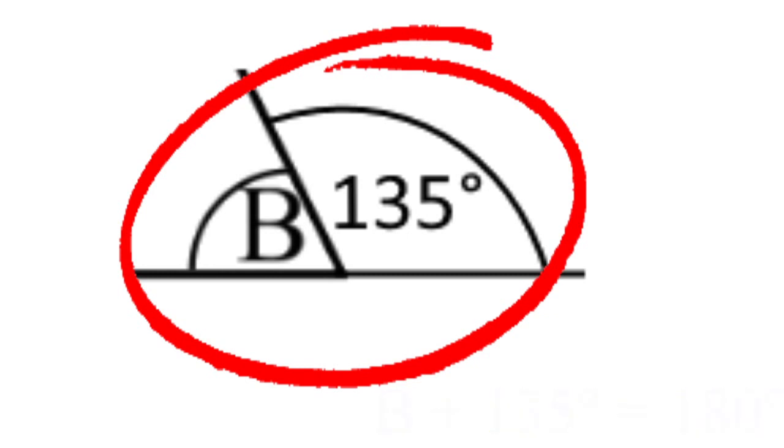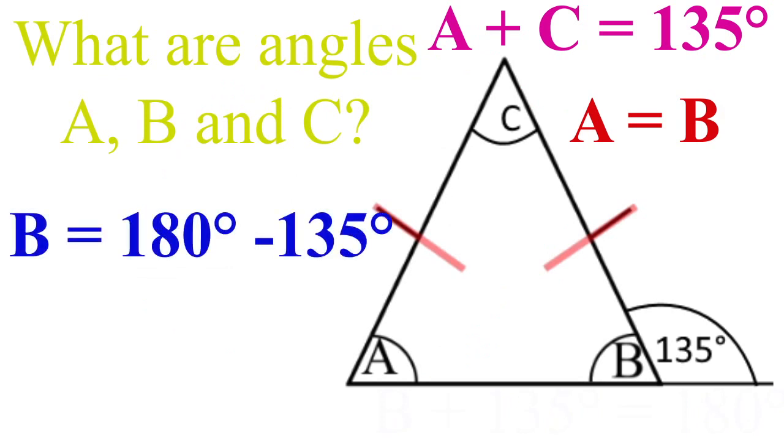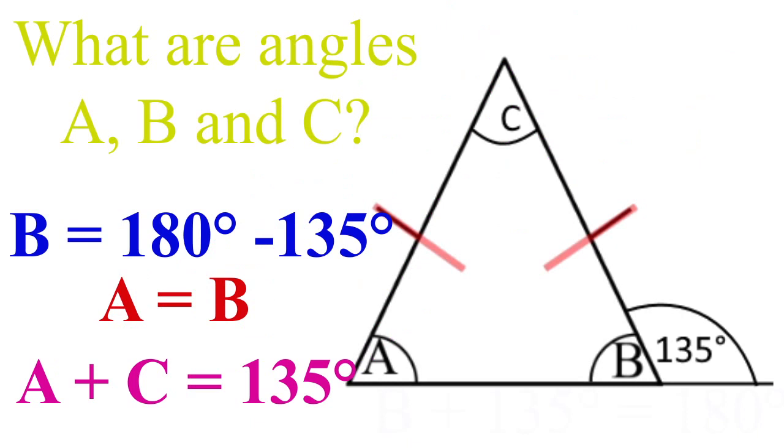So let's go back to our original diagram and do this. B equals 180 minus 135 degrees, and this is the last piece of information that we need. If we now add the other bits of information to that, that is A equals B, and then we add our other piece of information, A plus C equals 135 degrees, we are now in a position to work out these three angles.